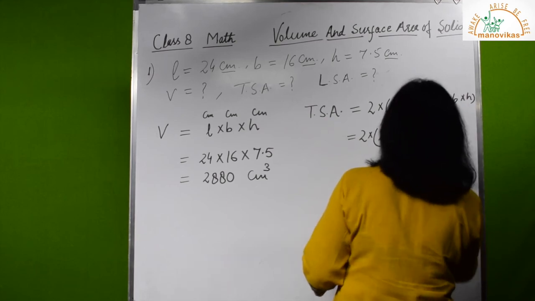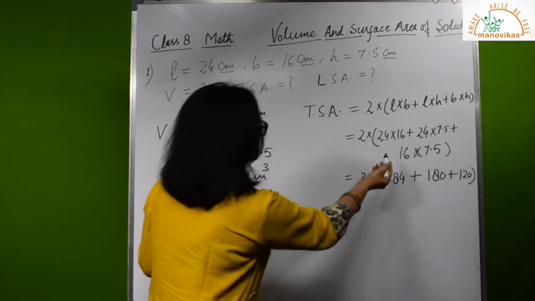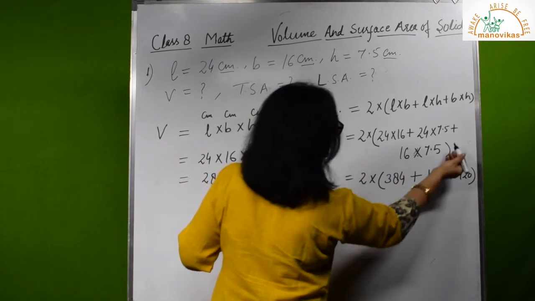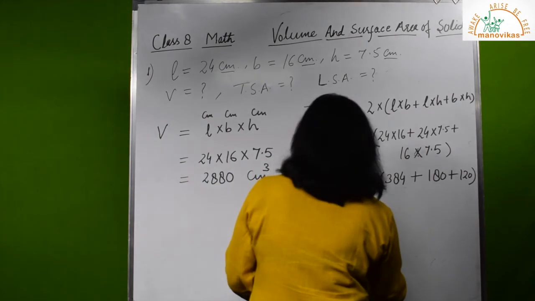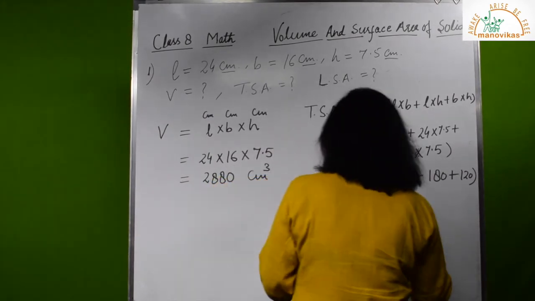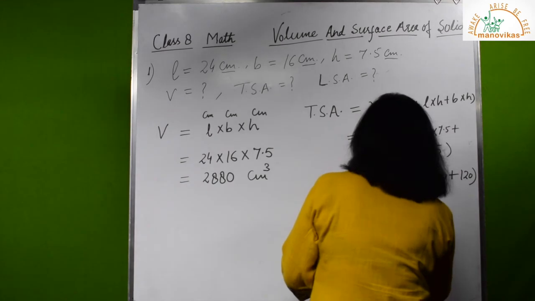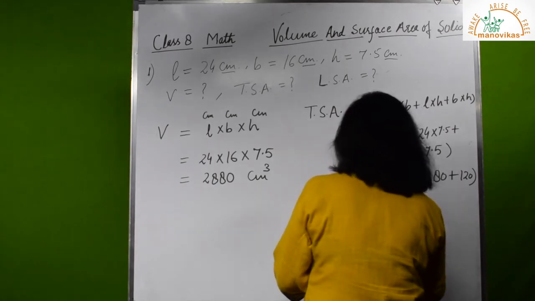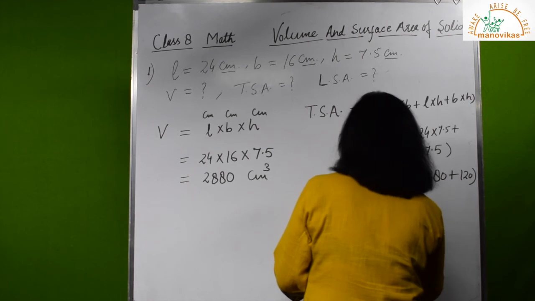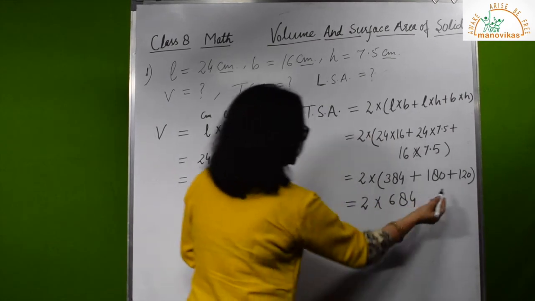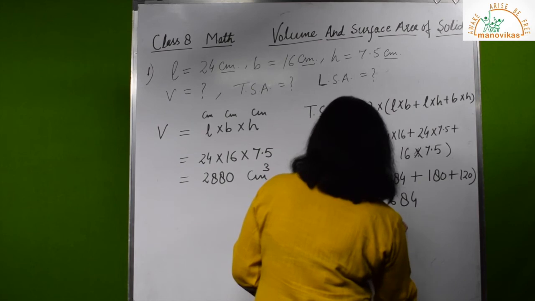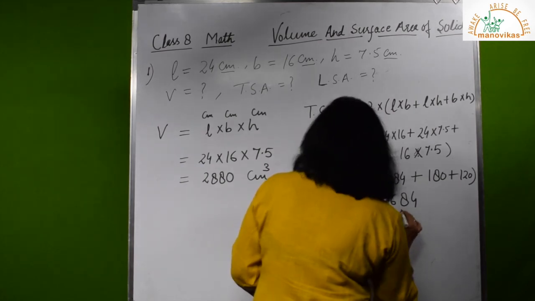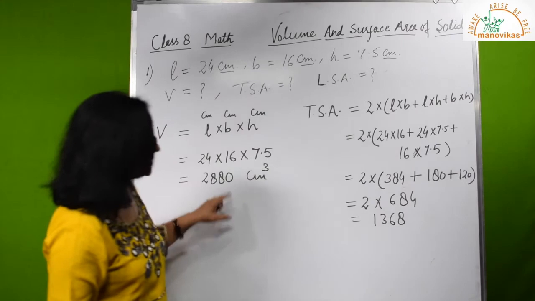So if you multiply these numbers, you will get 2 into 384 plus 180 plus 120. Now you add all of them and multiply it by 2. So you will get the answer 1368. If you add all these numbers, you will get 684. And when you multiply, you will get 1368. This is the total surface area of the cuboid.